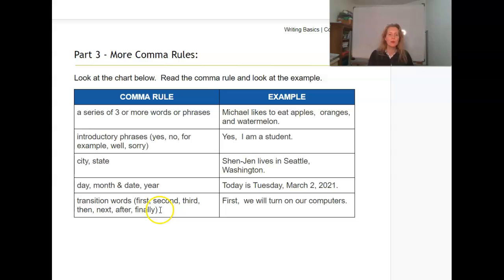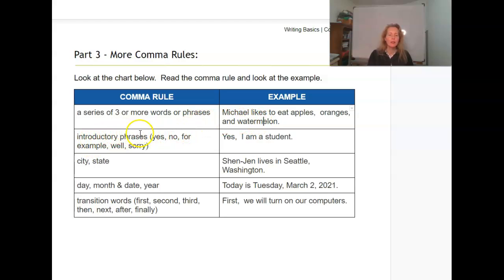Okay, a couple more comma rules here. So let's look at this chart here. We've got comma rules on the left side and then examples on the right side. So we use commas with a series of 3 or more words or phrases. For example, Michael likes to eat apples, oranges, and watermelon. So we have comma, comma, and then you put and right before the last item in my list. Apples, oranges, and watermelon.